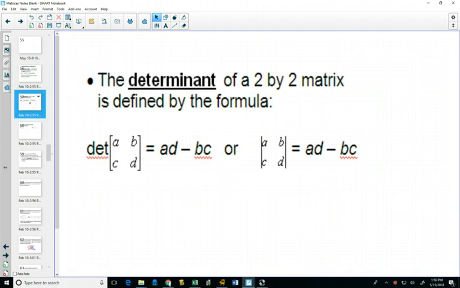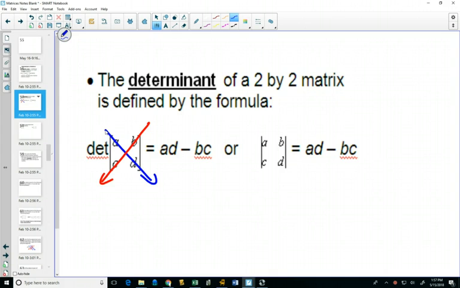Well, we can find the determinant of a 2x2 matrix with the following formula. You can either show it as the determinant of a matrix by writing the word det in front, or with absolute value bars. The way I remember the formula is this diagonal is positive, this diagonal, which goes backwards, is negative. So you do A times D, and you subtract B times C.